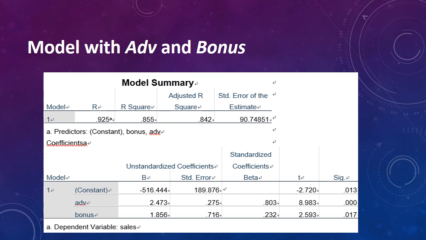First, let's run a regression model with two independent variables, advertising and bonus. As we can see here, the adjusted R-square is 0.842 and the regression standard error is 90, and the p-values for both independent variables are very small. So this model is not bad, but we still want to add region information into the model.